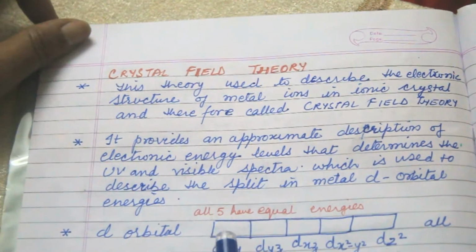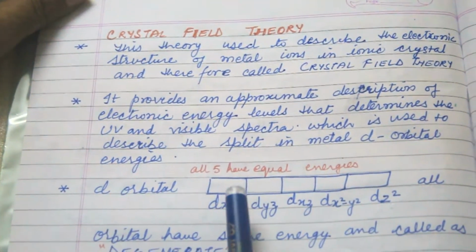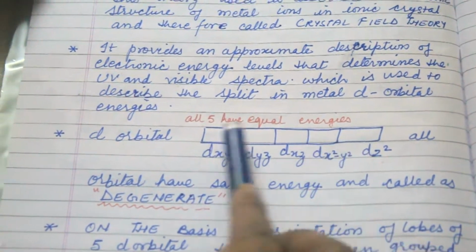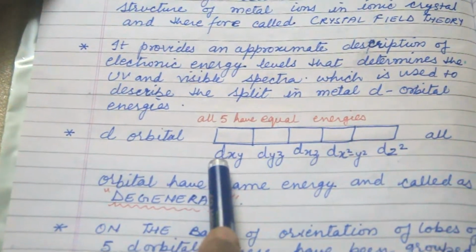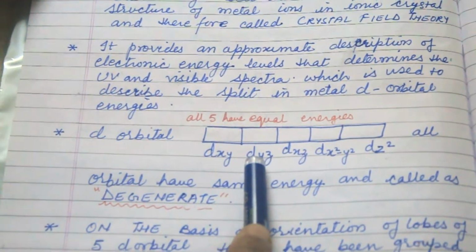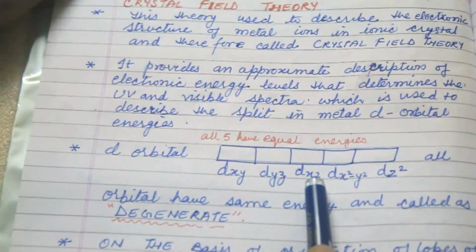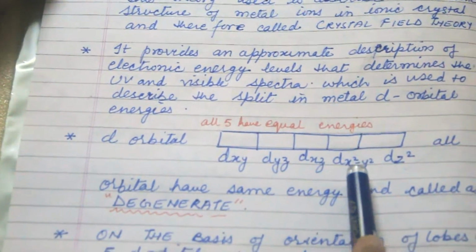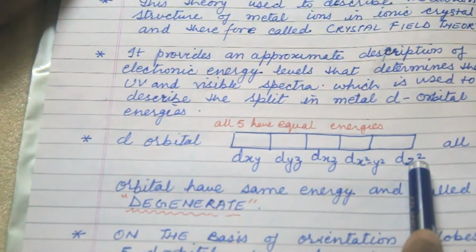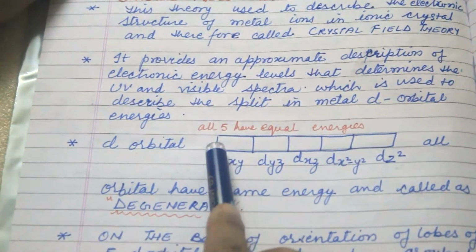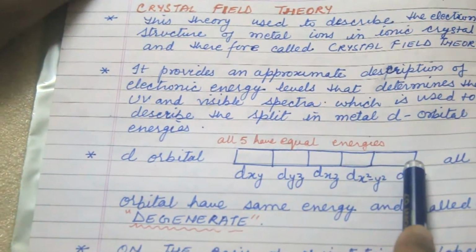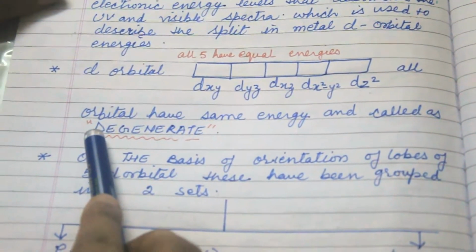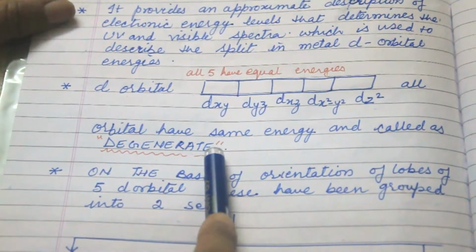For example, you have just studied in 11th class that the d orbitals have 5 orbitals in them. The first one is dxy, second is dyz, third is dxz, fourth is dx square minus y square, and fifth is dz square. They all have equal energy, and when they have equal energy, they are called degenerate.